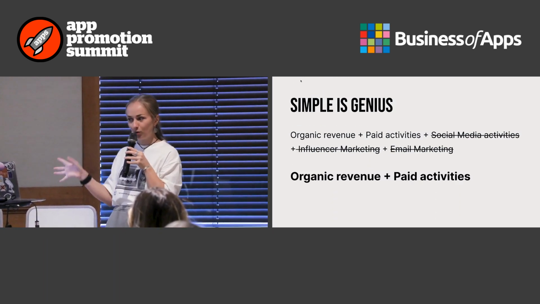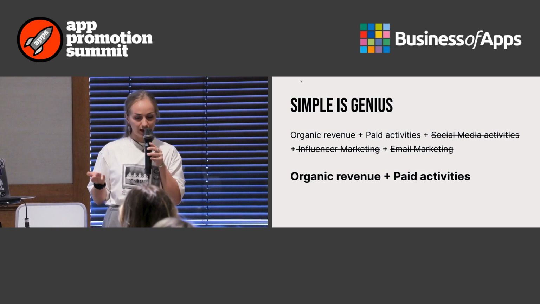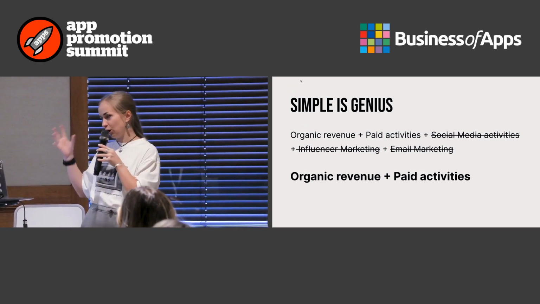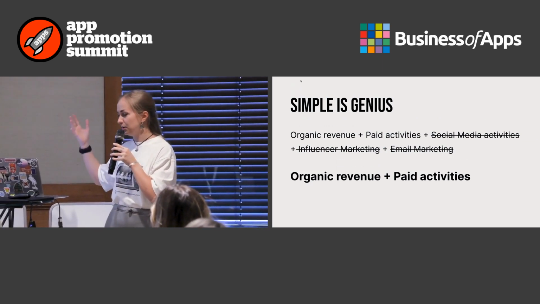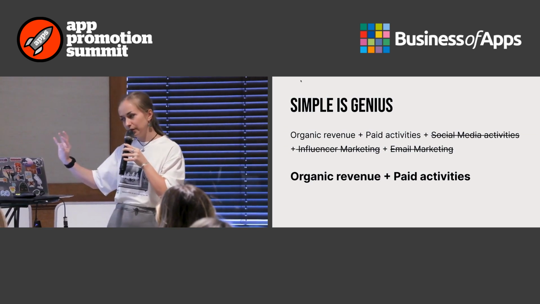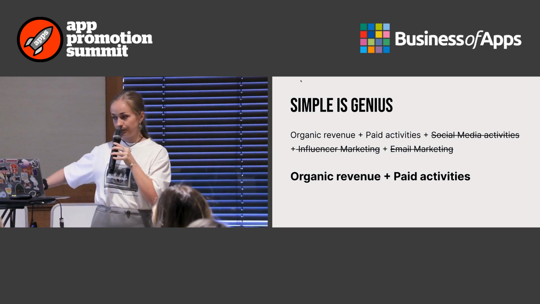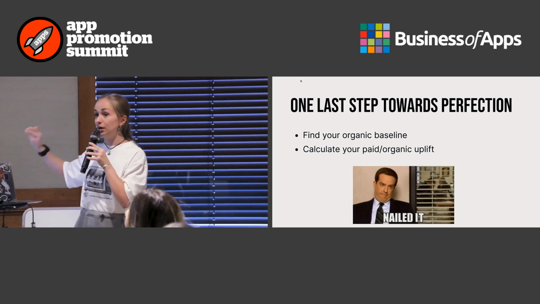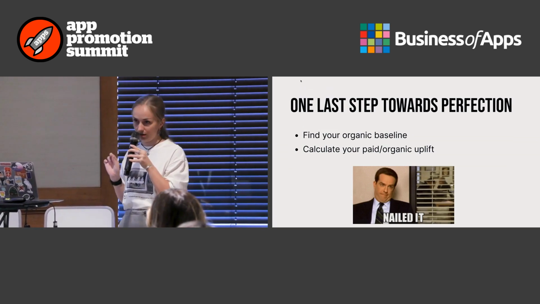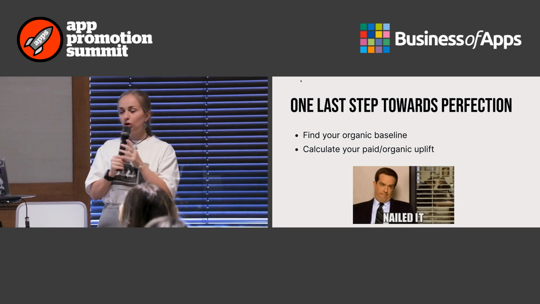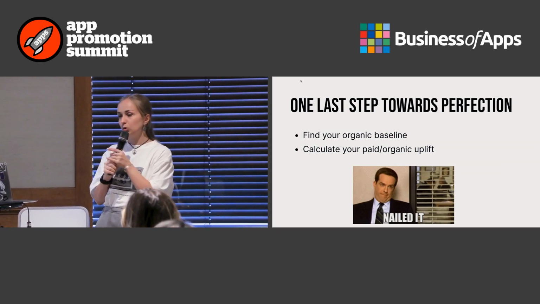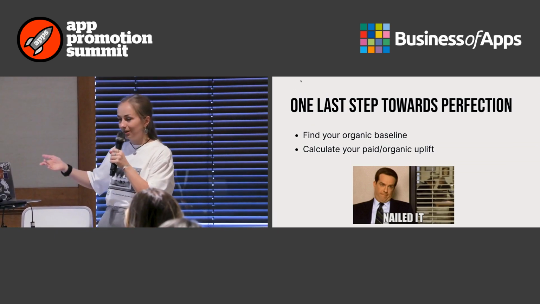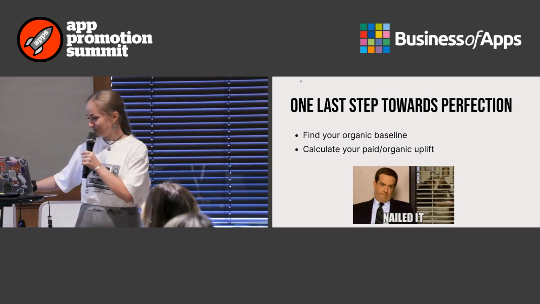So what do we have now? The simple is genius. We have paid and organic. I hope so far so good. And maybe you have a more complex system, but let's keep it as it is. And we have one step to make things even better and even easier to understand. It's something we call the organic baseline, and something we call paid organic uplift, or actually cannibalization.